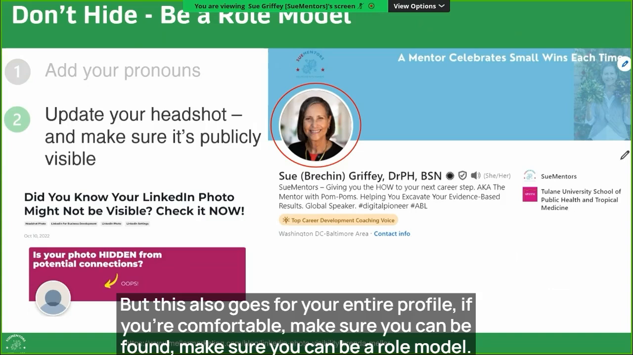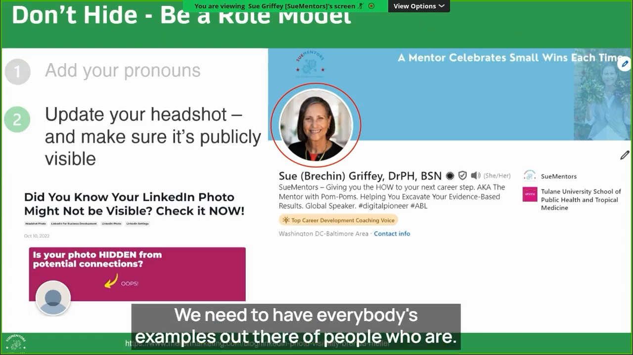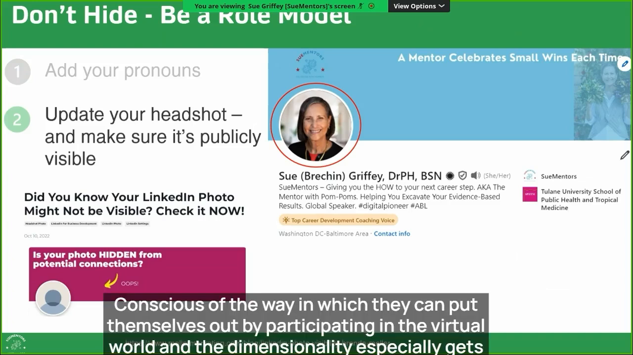But this also goes for your entire profile if you're comfortable. Make sure you can be found. Make sure you can be a role model. We need to have everybody's examples out there of people who are conscious of the way in which they can put themselves out by participating in the virtual world.